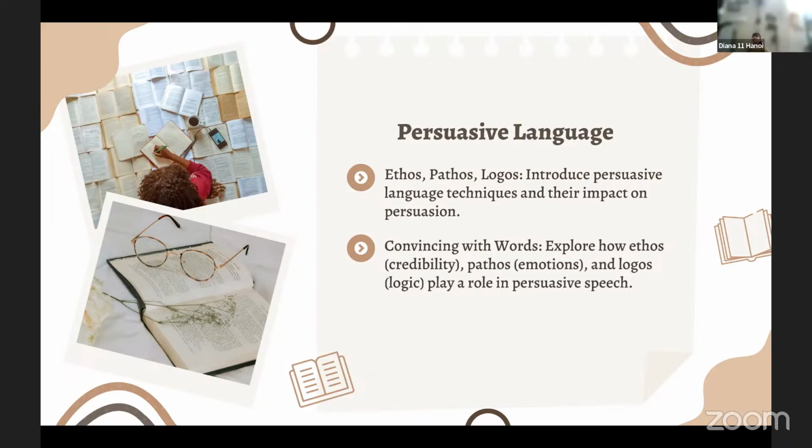Yes, can you repeat your question, please? Yep. So how can building trust and credibility with your audience benefit you as a speech giver?